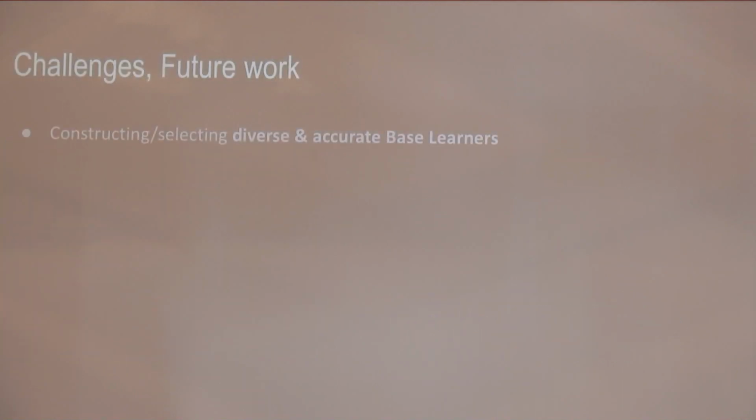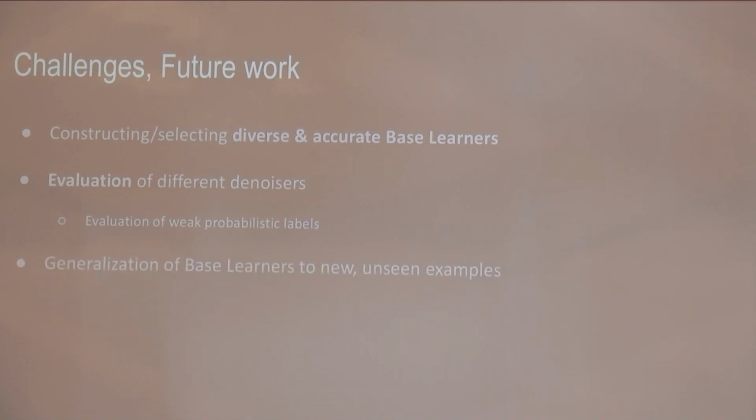Now, challenges and future work. Obviously, one big challenge here is constructing and selecting diverse but also accurate base learners. Also, evaluating the different denoisers, which boils down to the evaluation of the weak probabilistic labels themselves, but also the generalization of the base learners to new unseen examples. And here, the labeled and the unlabeled data sets must be drawn from the same distribution. And named entity recognition also plays a big role here.